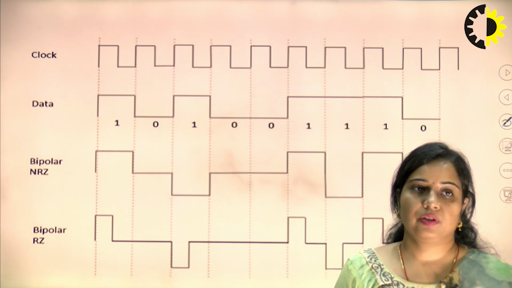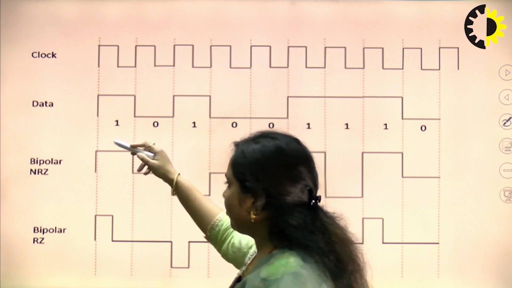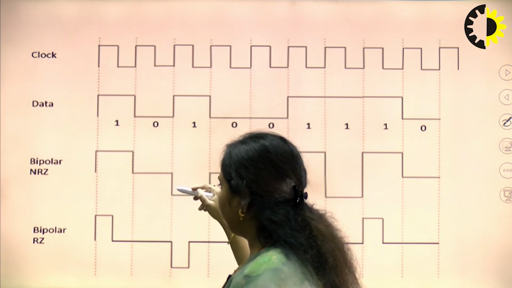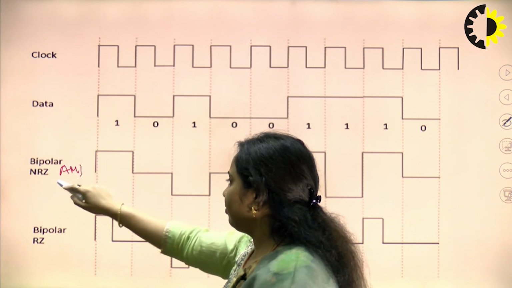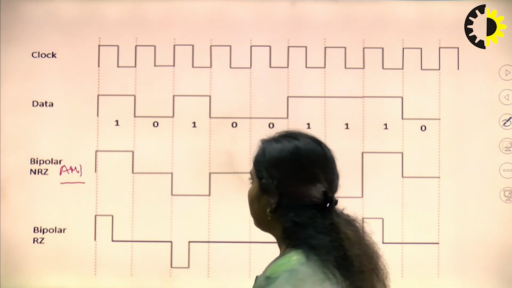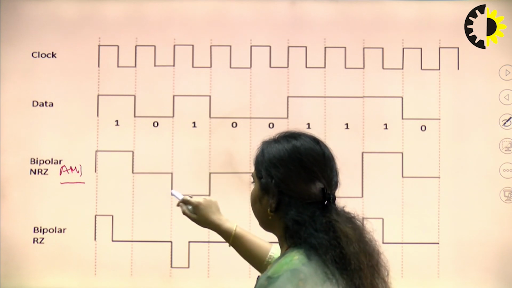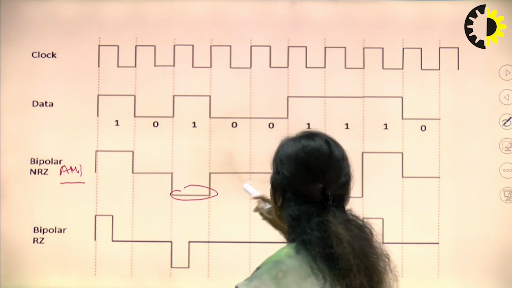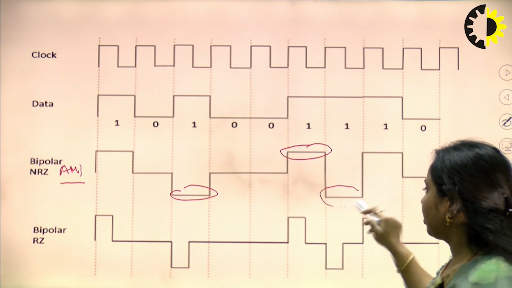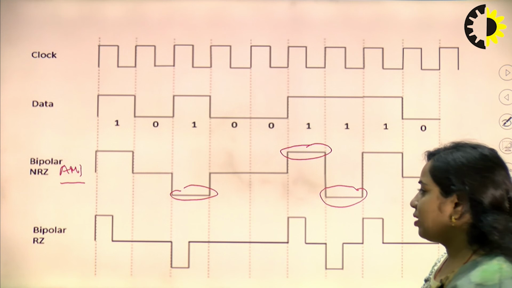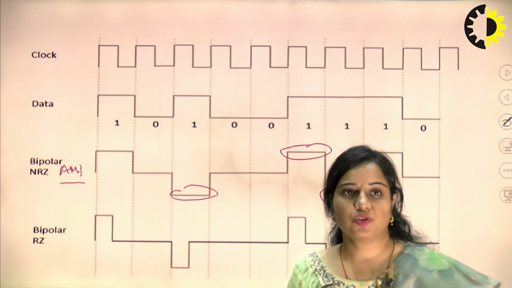Next is the bipolar case. In case of bipolar, you require both positive voltage and negative voltage, and this is also known as alternate mark inversion. Alternate mark inversion means for the first 1 bit you are transmitting plus voltage, for the next 1 bit you are transmitting minus voltage. Again for the next 1 you are transmitting plus V, and for the next one you are transmitting minus V. So, you are alternately changing the sign for transmission of bit 1.